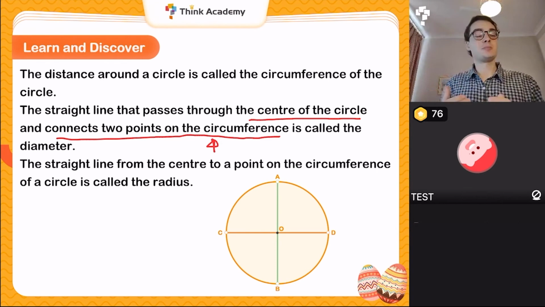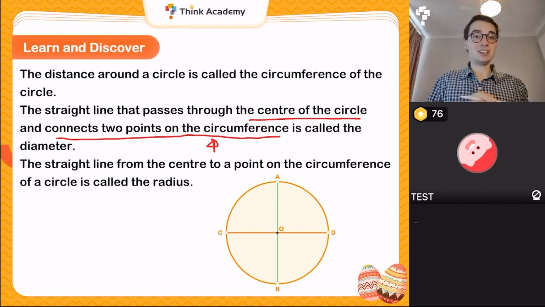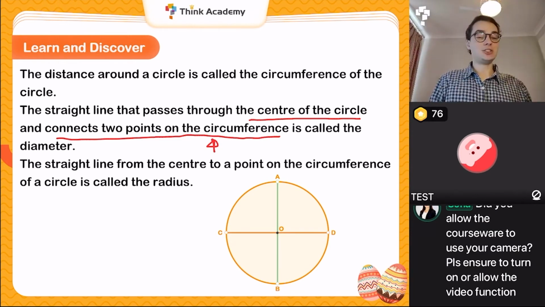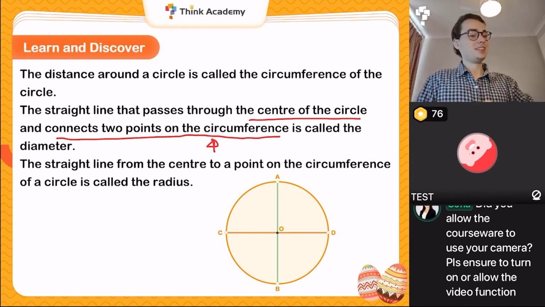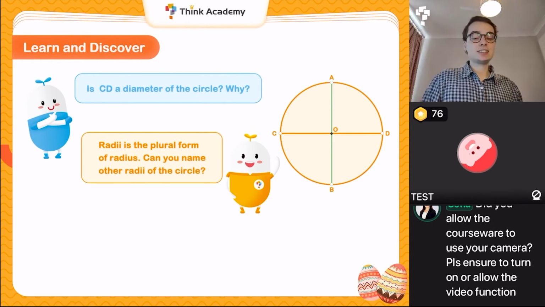But we can also talk about a point being on the circumference, meaning just a point on the outside of the circle. So the diameter, just a line which goes all the way through the circle, through the center. And a radius is just a line which goes from the center of the circle to the outside. Okay, good. So on to this next slide then.